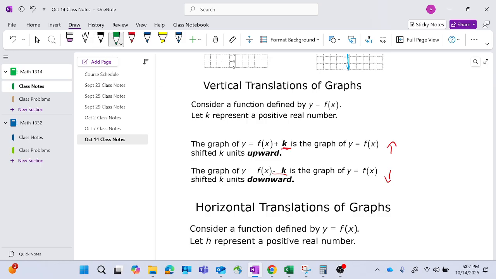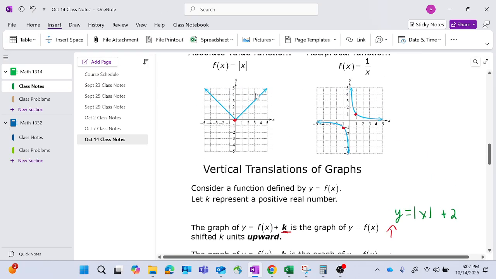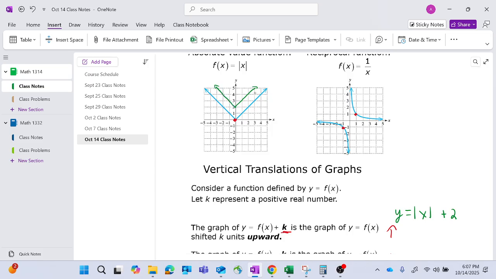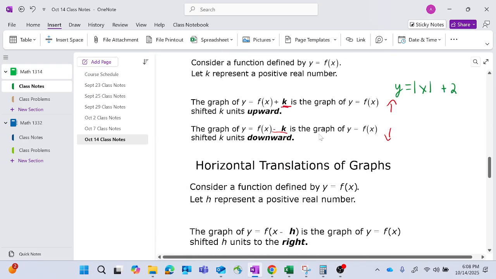Some examples can be like if we use the absolute value function, y equals the absolute value of x plus 2. What this means is that you take the y equals absolute value of x function, the one we have right here that you drew, and you draw it up 2. So it would be the same exact function, except we took it and we moved it up 2. And that's what a vertical translation is, or a vertical slide. All it is is grabbing the function and sliding it up 2, down 2, whatever that number is going to be.